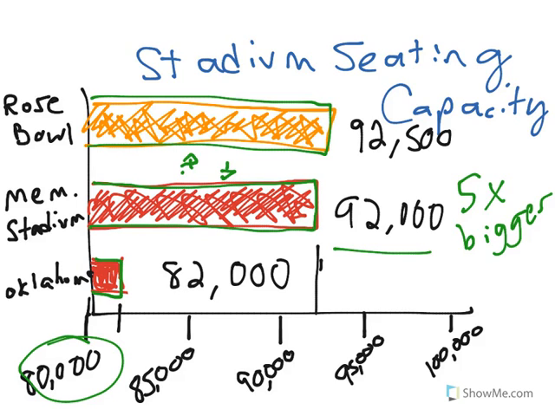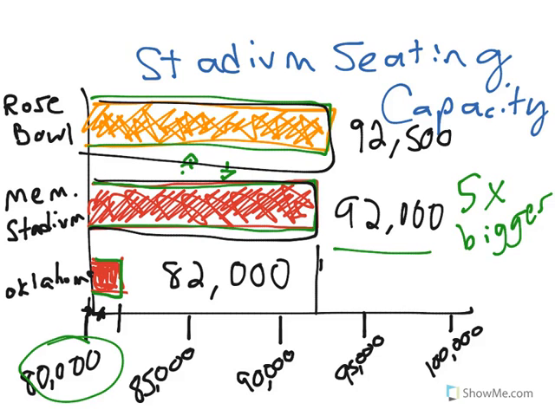Is it okay to start some graphs not at 0? Yes. However, sometimes it can make our graphs misleading. So if your homework asks what is the reason that this graph is misleading, you would say it looks like Memorial Stadium and the Rose Bowl are far, far bigger than Oklahoma, like 5 times bigger. But really, they're not, because our graph starts at 80,000. Let's take a look at another example.